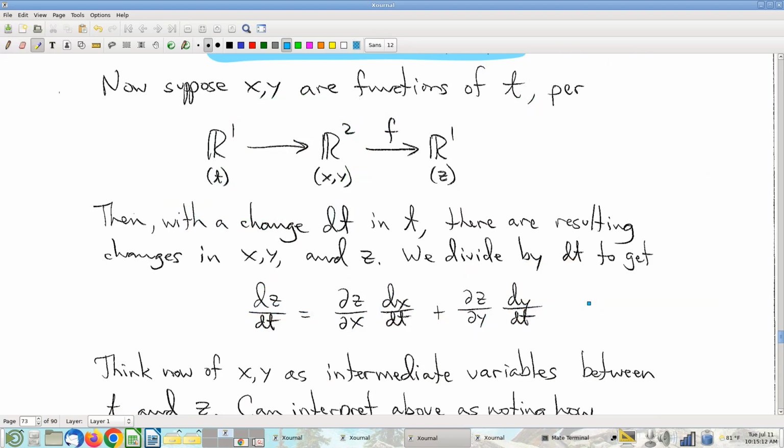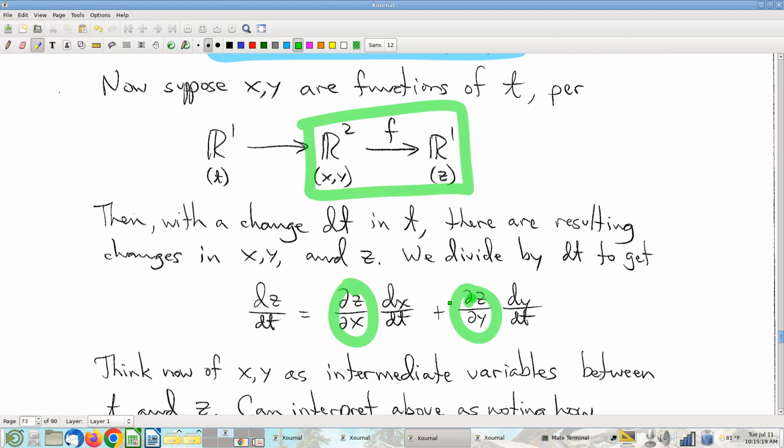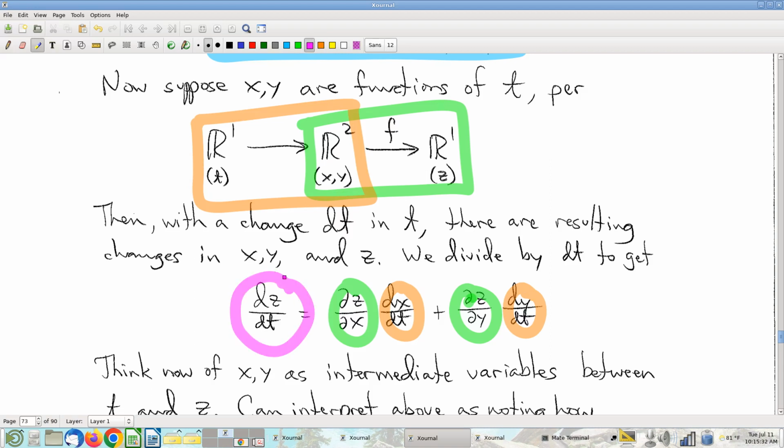You get a statement here that relates these derivatives and these derivatives to the composition where I've used z as a function of t. So isn't that nice? I have a chain rule.